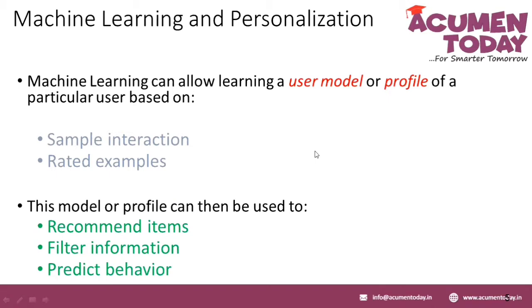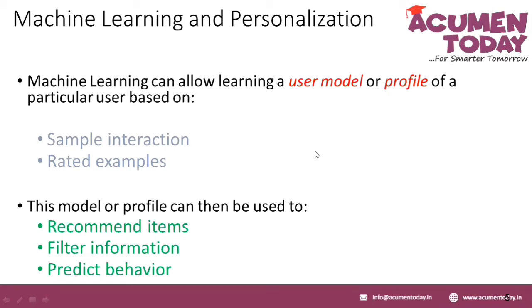Machine learning can allow learning a user model or profile of a particular user base. We spoke about the data model, the product model, and the user model in the previous presentation. So it picks up some sample interactions and rated examples. Somebody would ask you to rate the product. Somebody would ask you to rate their service, right? Depending on the rating that you give and the feedback that somebody would have typed in, there could be some recommendation systems.